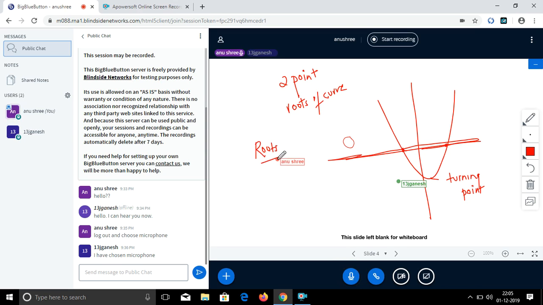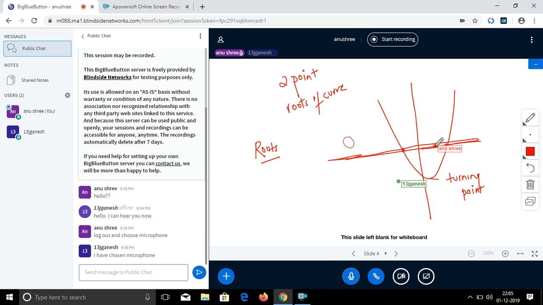So just by looking at the graph, you can calculate the roots of the curve where it's cutting the x-axis, and it should be two distinct points. If it's cutting at one point, then it has two same values, and if it's cutting at two different points, you get two distinct values or two distinct roots of this given curve. Okay, so now I'm giving you a curve, and you have to calculate the roots.